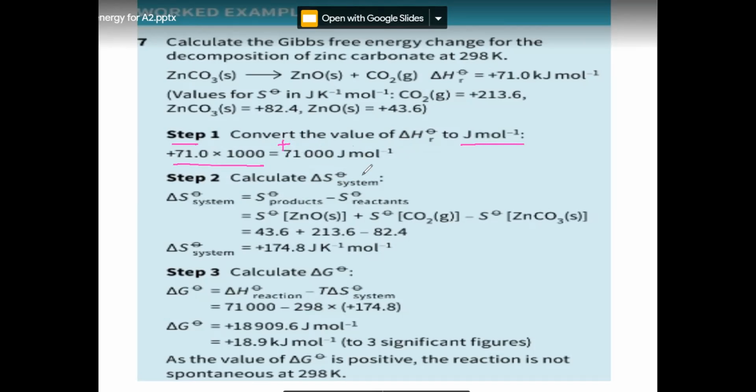In step 2, they are calculating the entropy of the system. What they're doing is entropy of product minus reactant. The values are already there. After computation, they get plus 174.8 joules per Kelvin per mole. That's the unit for entropy. Now they have both the values, and they will put those values into the formula. The formula is delta H R minus T delta S.